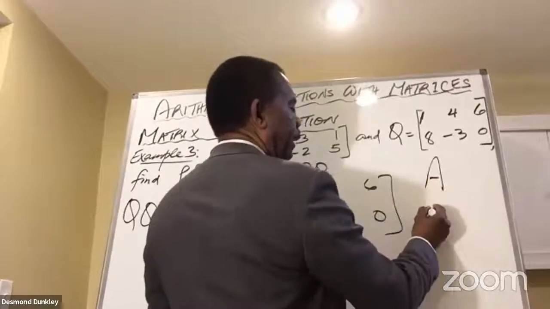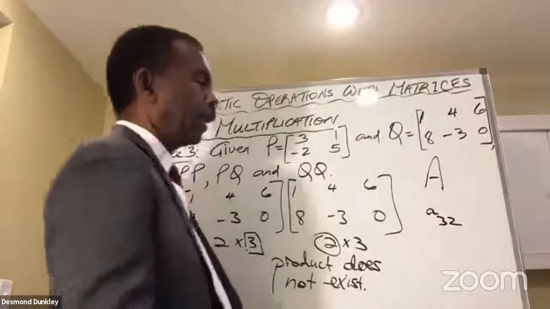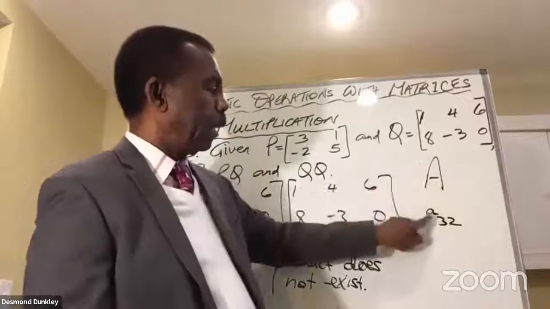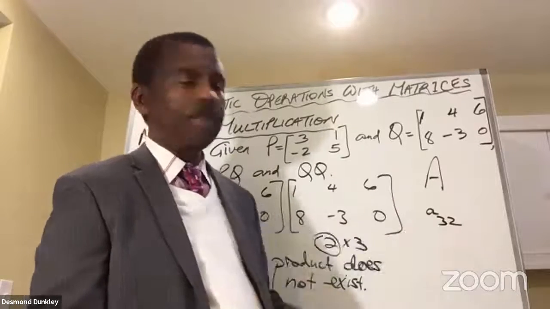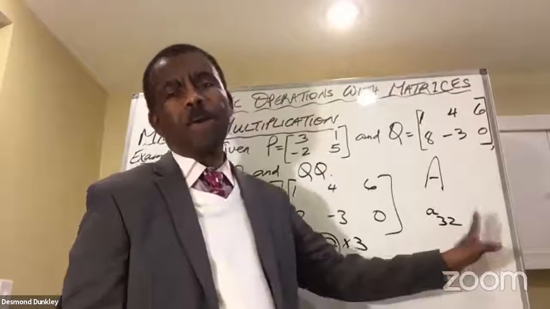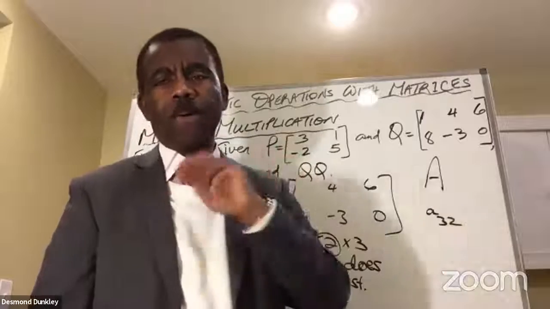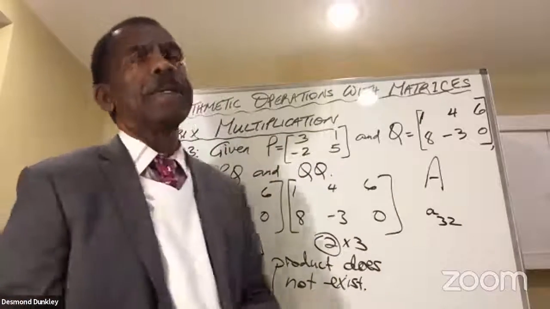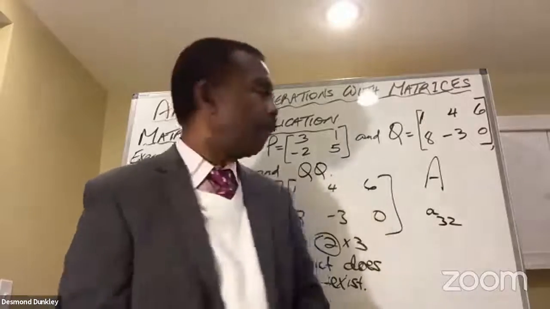if I ask you, what is the A32 entry? It means that in matrix A, what is the entry in the third row, second column? It's always row followed by column, row, column, always. Okay? We discovered that we can also do equivalence of matrices.